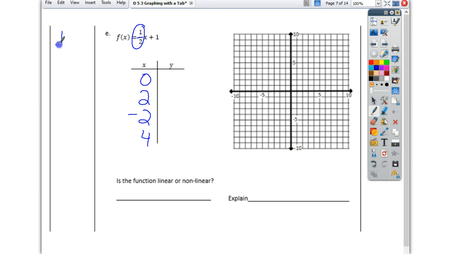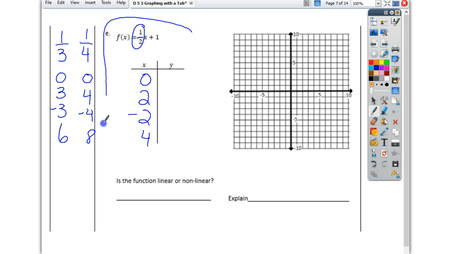So what if you had the fraction 1/3? What would be the best 4 numbers to use? 0, 3, -3, 6. Excellent. How about if I had 1/4? 0, 4, -4. Excellent, so you guys get it. All right, let's look at our original problem.